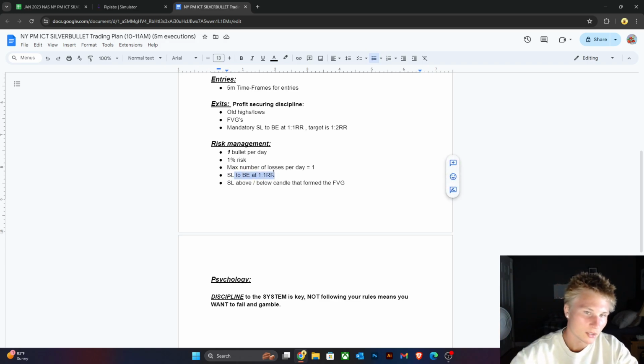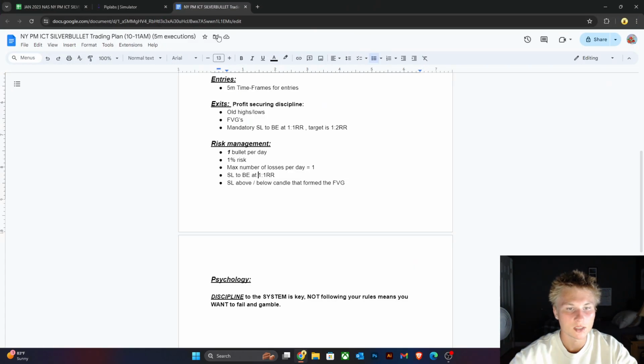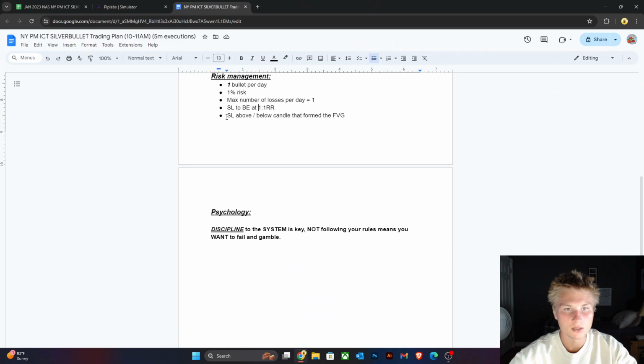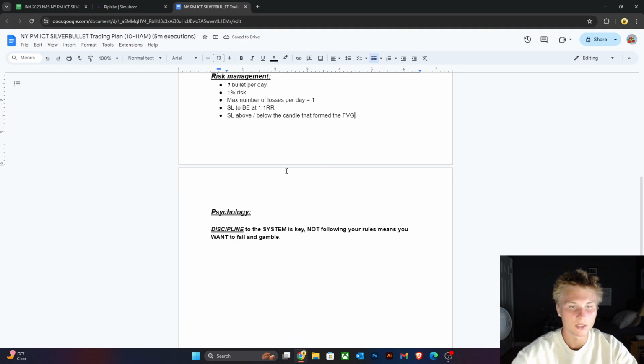So I really like this risk management strategy, but we're going to see if I need to adjust this or not based on the data that we're going to be collecting here. And stop loss is going to be placed above or below the candle that formed the fair value gap. So I'll be showing that later.